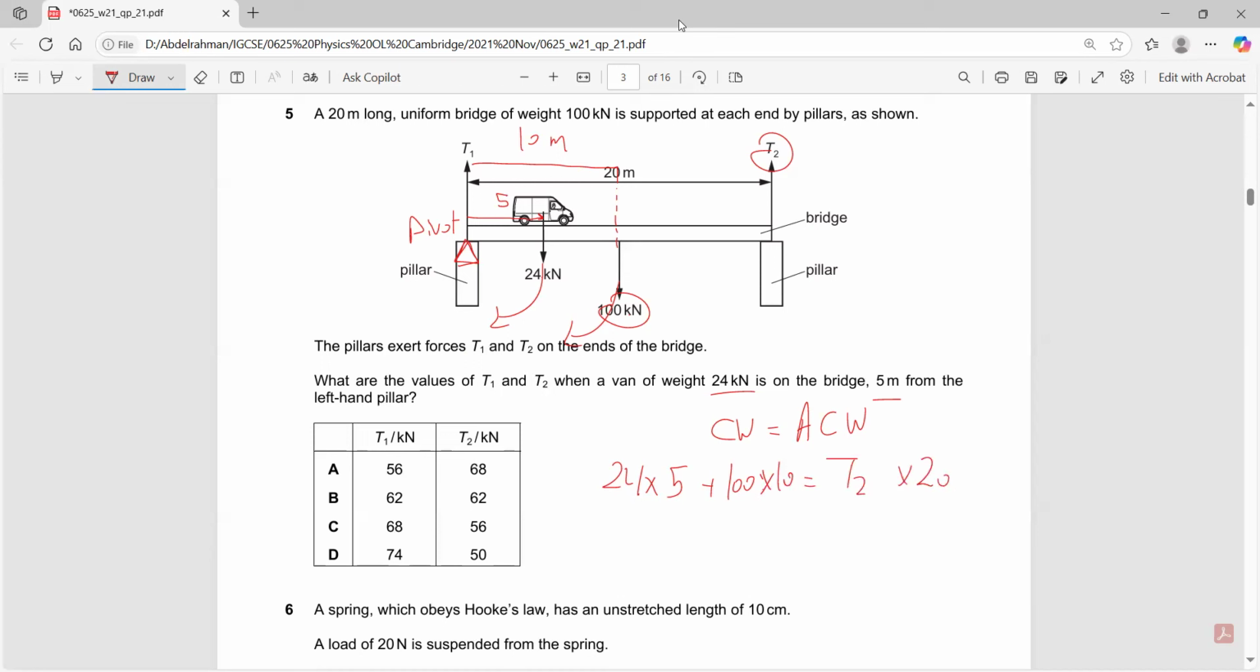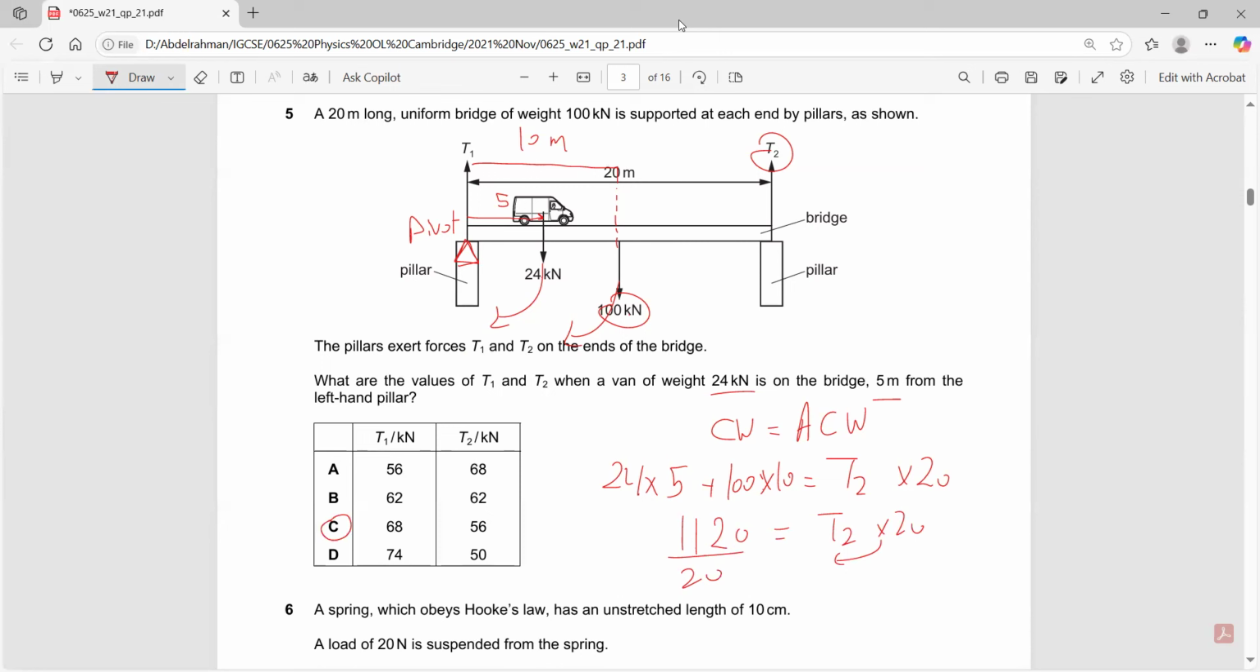Can I solve for T2? Yes, I can solve for T2. What is 24 times 5 plus 100 times 10? Well, this gives you a total moment of 1,120. Times 20 divided by 20. When you divide this number by 20, this would give you a total force of 56. Therefore, it has to be C. C is the only correct answer.